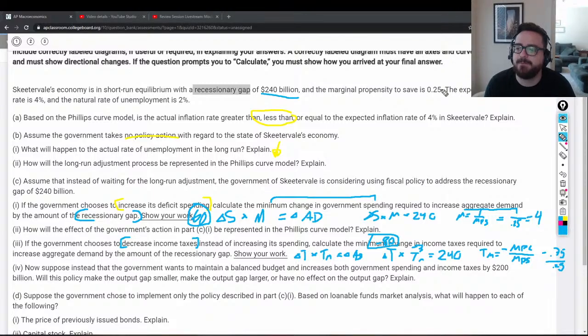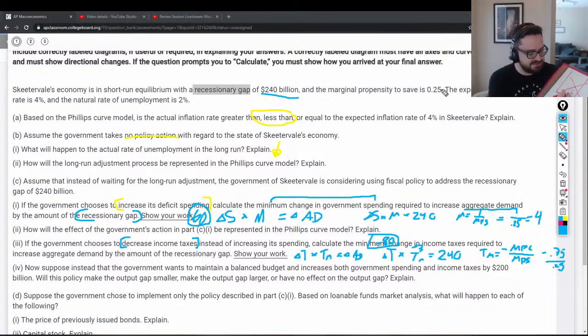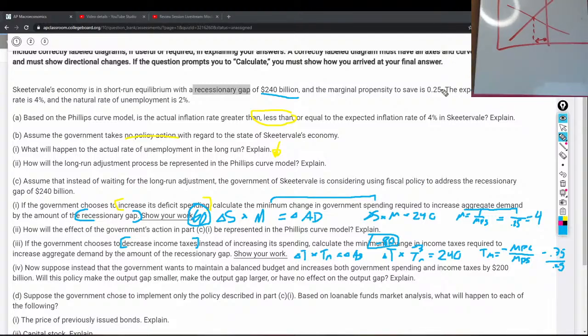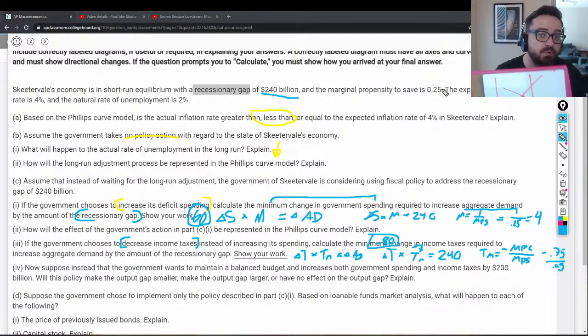Will this policy make the output gap smaller, make the output gap larger, or have no effect on the output gap? What they mean by output gap, in case you're not sure, is the space between the equilibrium and the long-run aggregate supply. Like this area is the gap. If they say make the gap smaller, they mean this is going to move things towards where it's supposed to be. Make the gap larger means make it worse. Have no effect means no effect. So the idea is: is this going to help, hurt, or do nothing? Weird to phrase it that way.